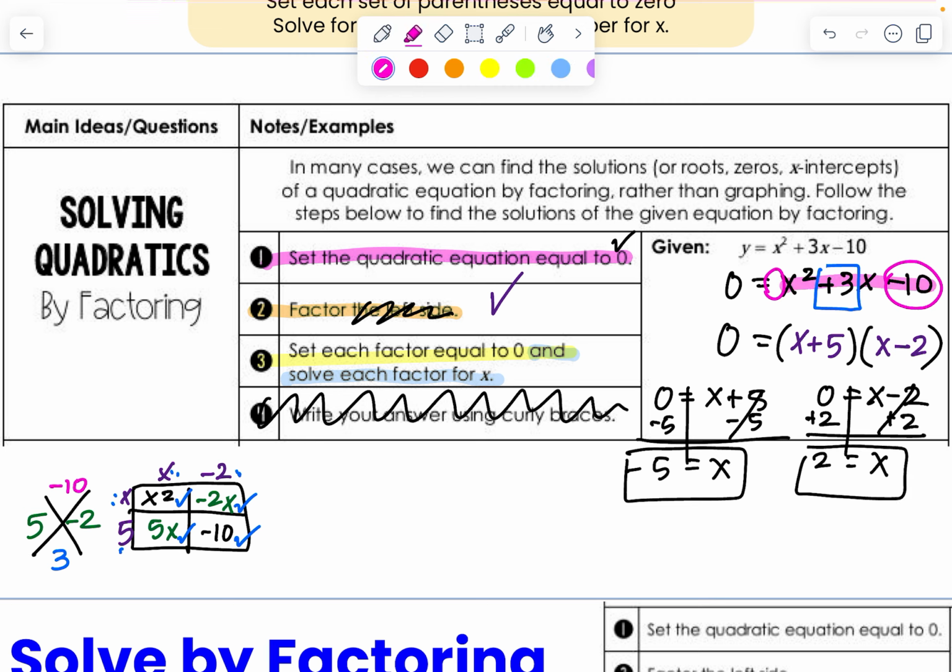I set the equation equal to 0. I factored it. I set each factor equal to 0. And then I solved it to get x alone. Those are the steps that we're going to use repeatedly.